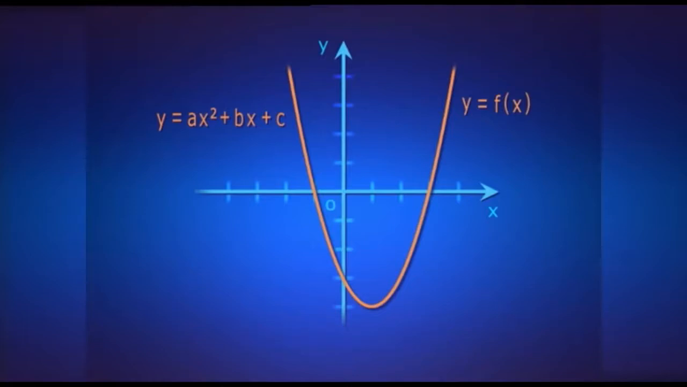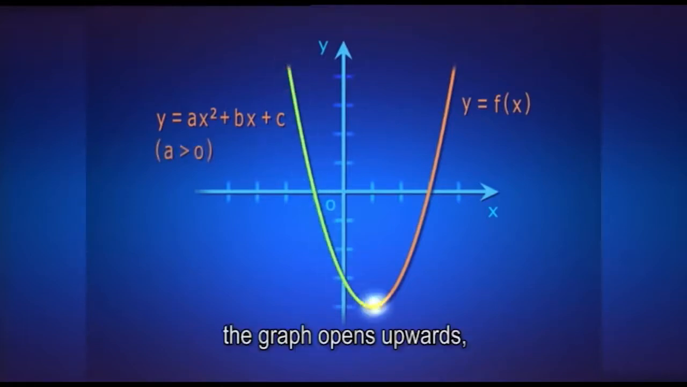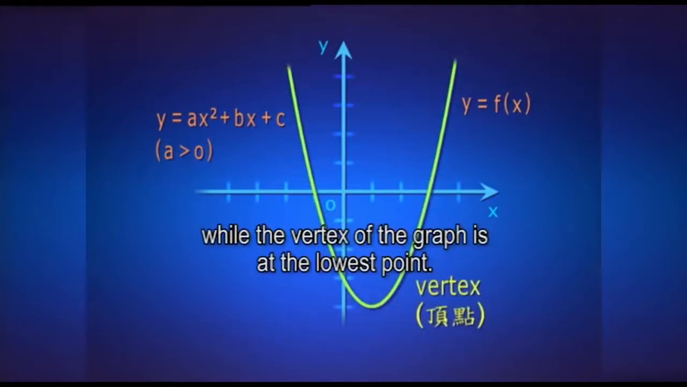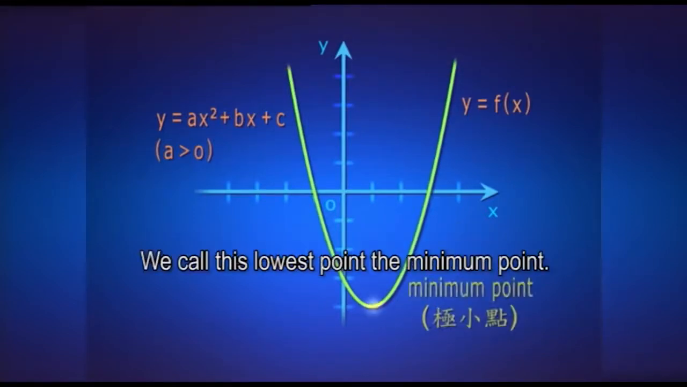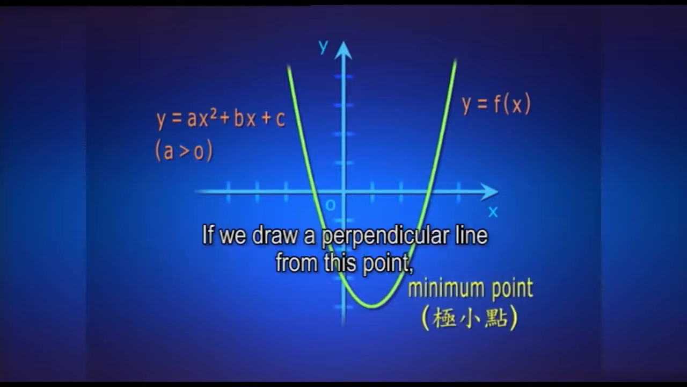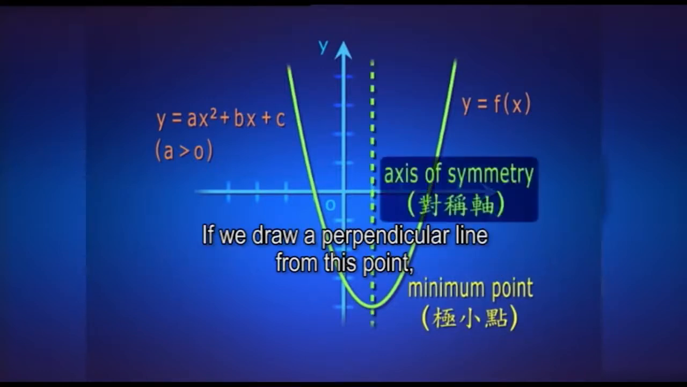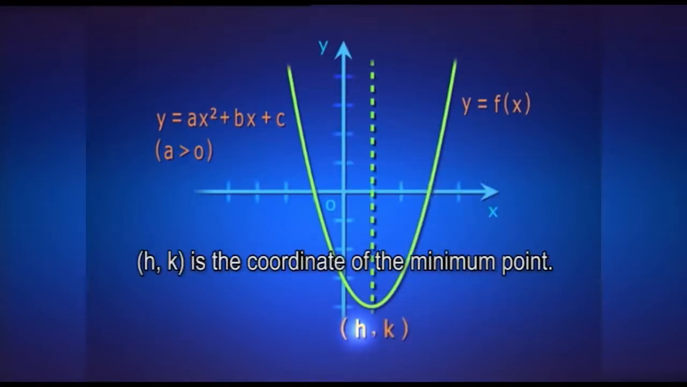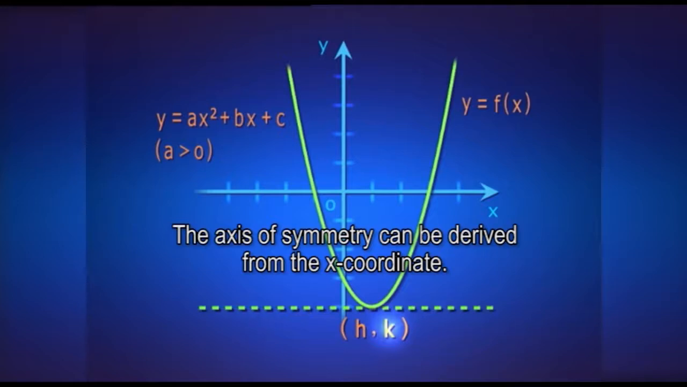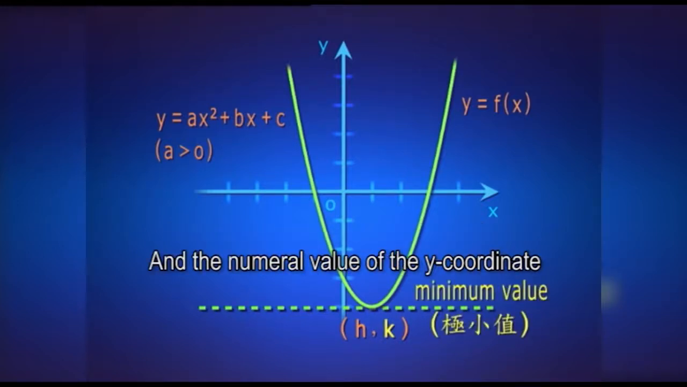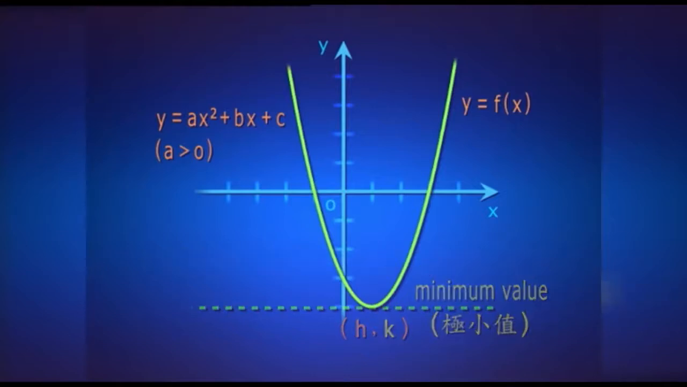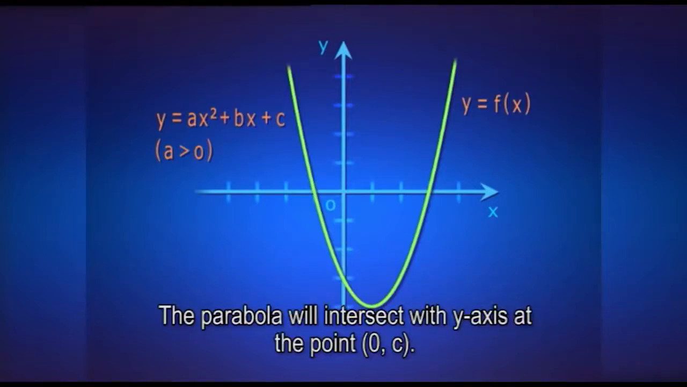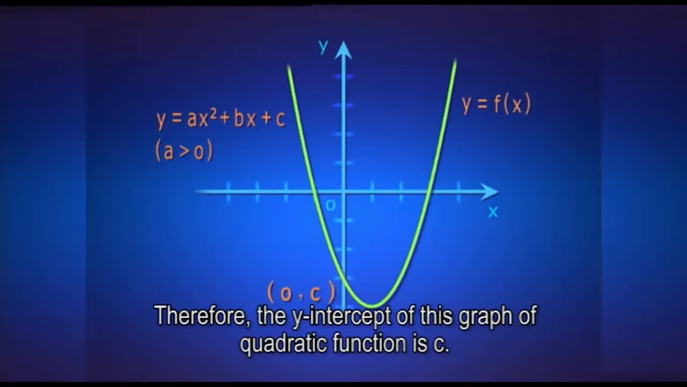In this function, if a is greater than 0, its graph opens upwards, while the vertex of the graph is at the lowest point. We call this lowest point the minimum point. If we draw a perpendicular line from this point, this line is known as the axis of symmetry. (h, k) is the coordinate of the minimum point. The axis of symmetry can be derived from the x-coordinate. Then the numerical value of the y-coordinate is the minimum value. The parabola will intersect the y-axis at the point (0, c). Therefore, the y-intercept of this graph of quadratic function is c.